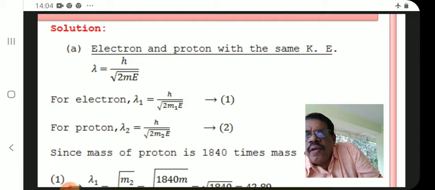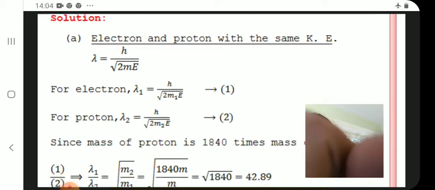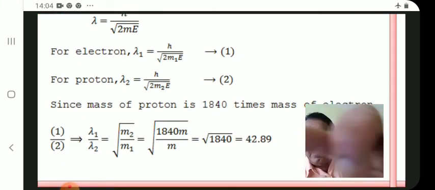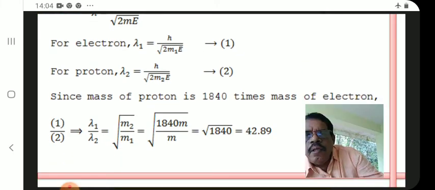Case 1, case A: electron and proton with the same kinetic energy. Lambda is h by root of 2mE. For electron, lambda 1 is h by root of 2m1E, equation number 1. For proton, lambda 2 is h by root of 2m2E, equation number 2. The proton is 1840 times the mass of the electron.